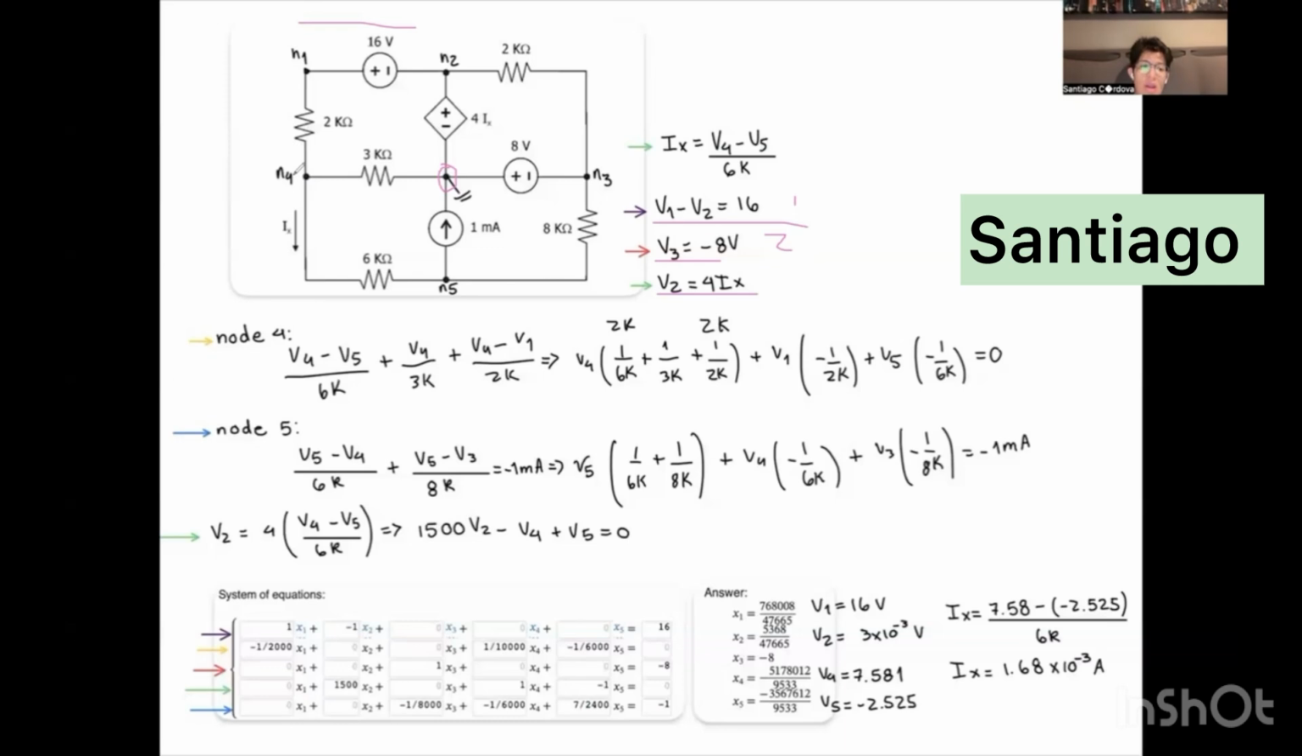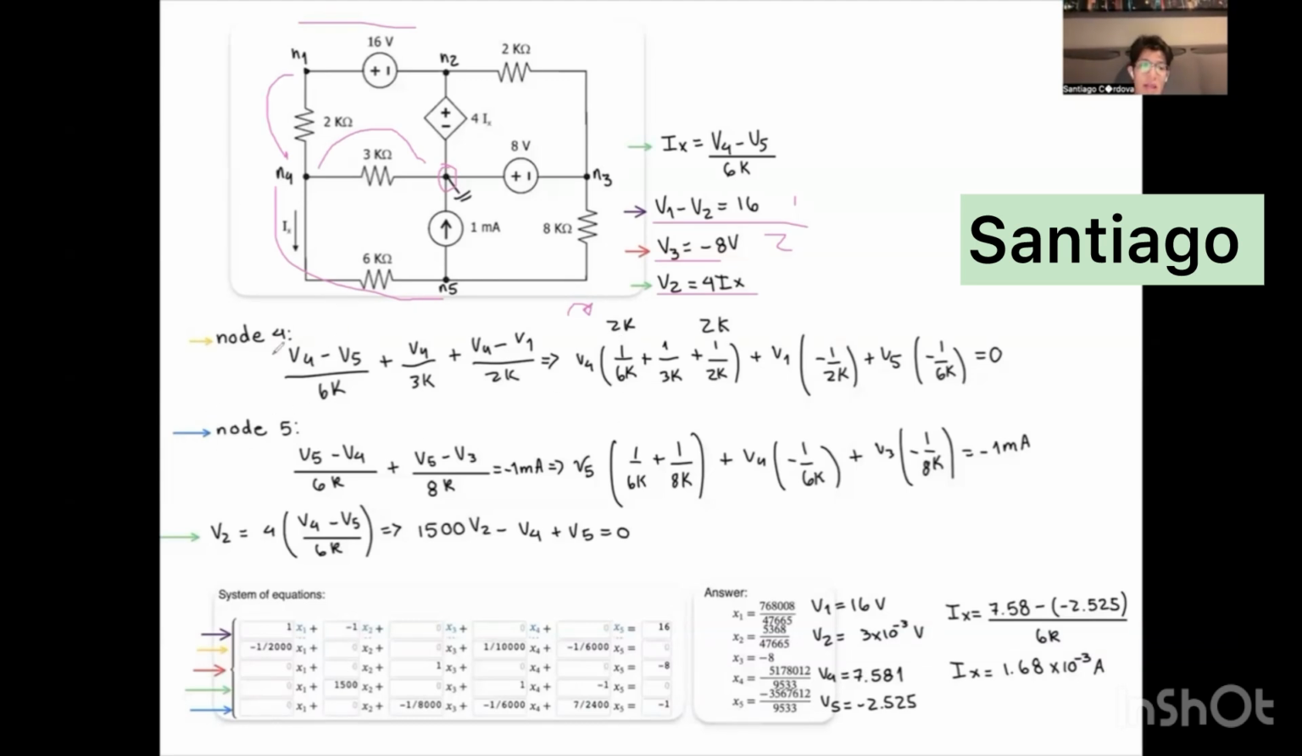As we can see, node 4 is traveling to node 5, so we can put V4 minus V5 and divide it by 6k. Then we can put V4 minus 0, which is ground, and divide it by 3k. Remember, you put 0 when it's ground. And then you have V4 minus V1 divided by 2k.